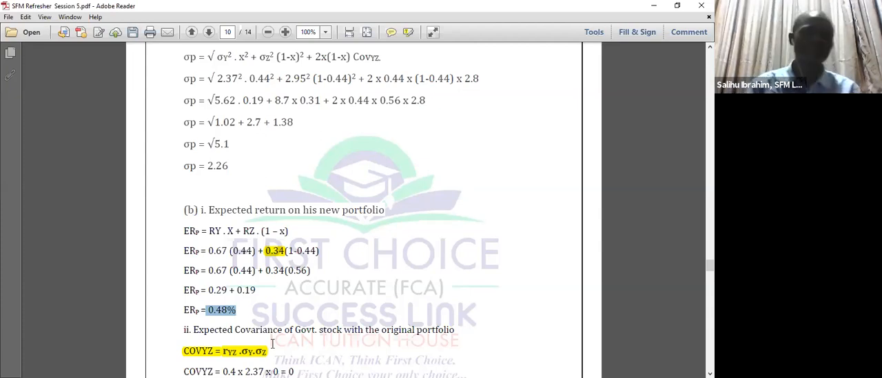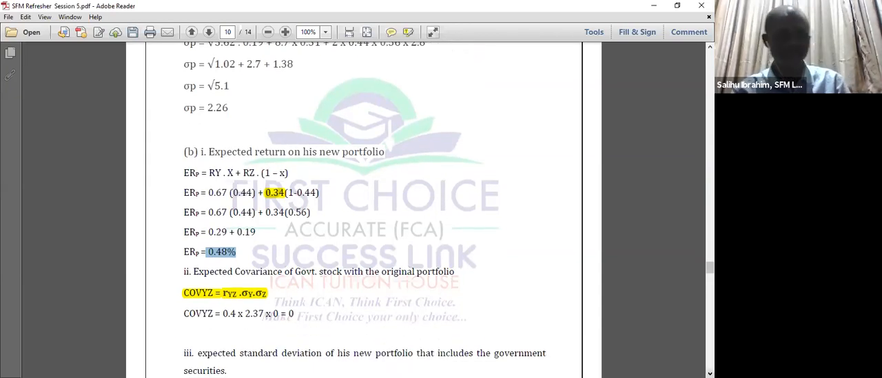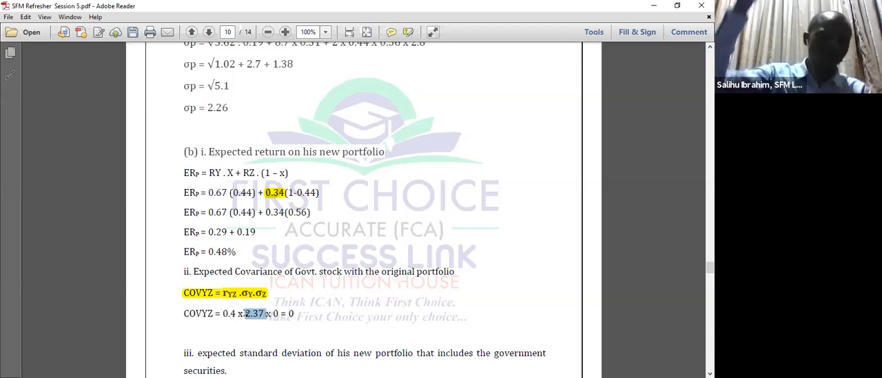Now, 2, we want to calculate the expected covariance of the government security with the original portfolio. Now, may I tell you that the correlation still remains 0.4, times the standard deviation of the original portfolio. Then times, how do I get this 0? That is the question you should ask me.